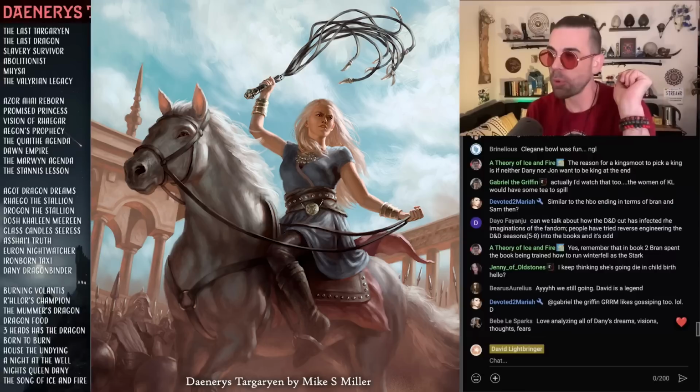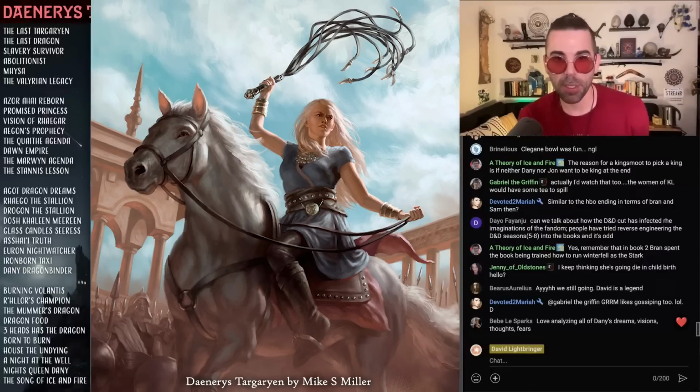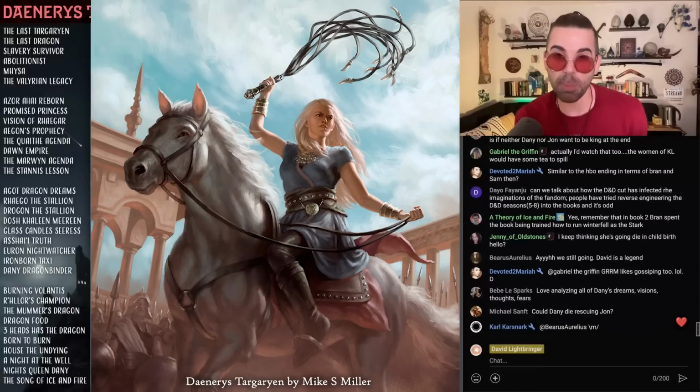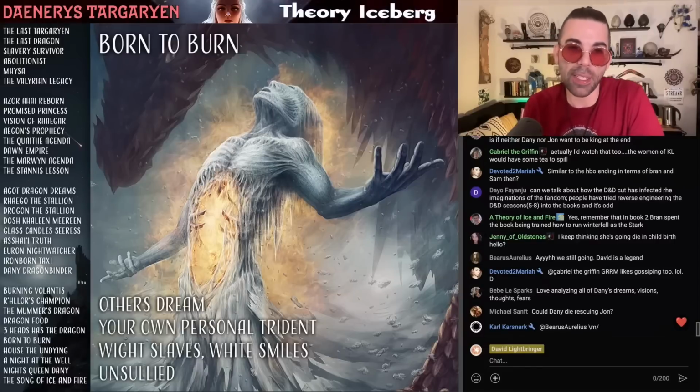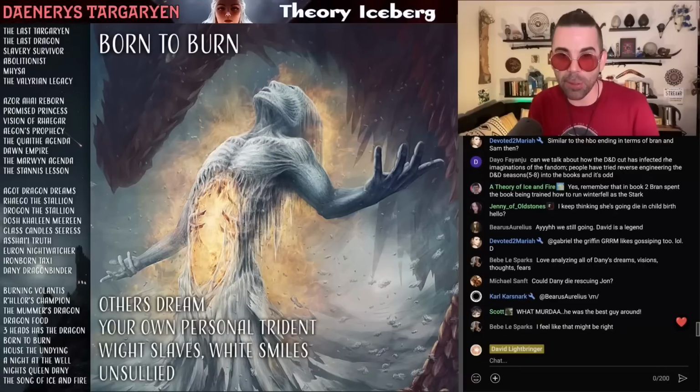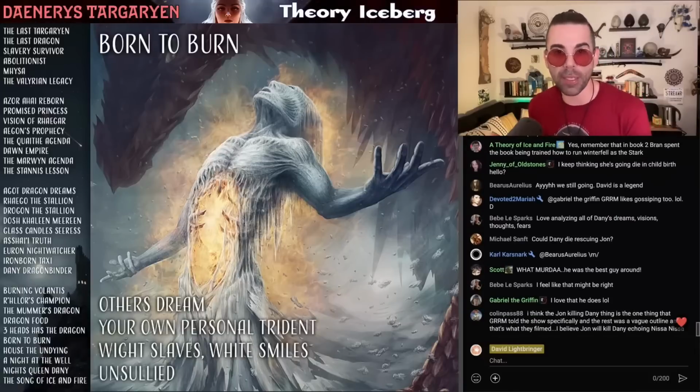So Dany, before she goes and burns the slave masters and frees the Unsullied, says it's time to cross the trident. And shortly before that, she had that dream of burning the others at a dream trident. Okay? So now we've got this idea that these three events are all parallel: the trident battle against the others, and then Dany crossing her own trident to burn the slave masters and free the Unsullied.